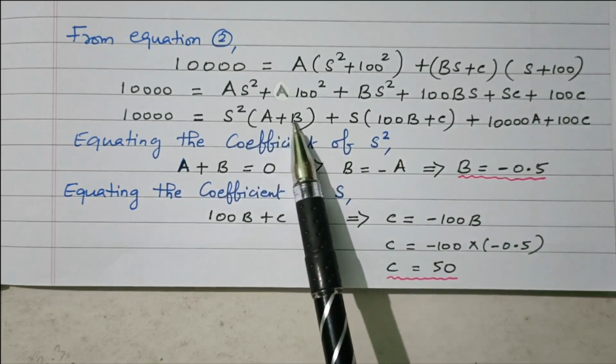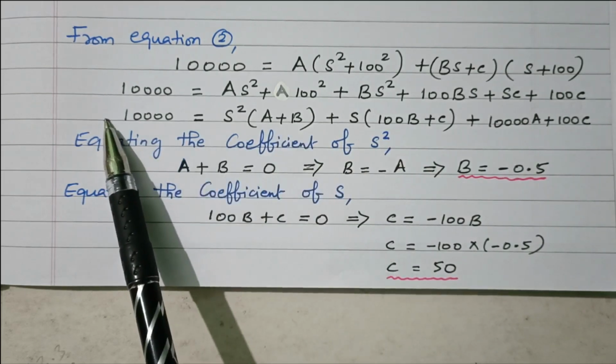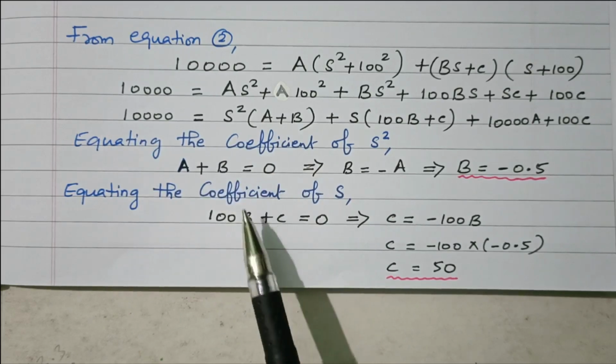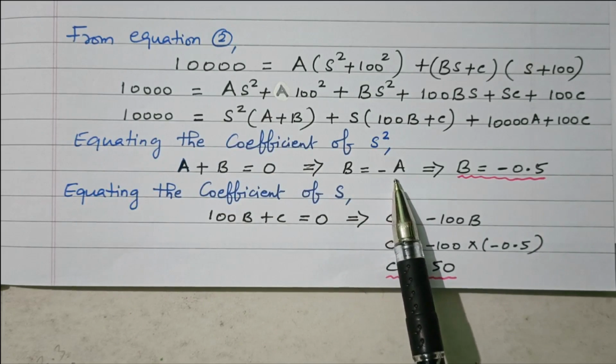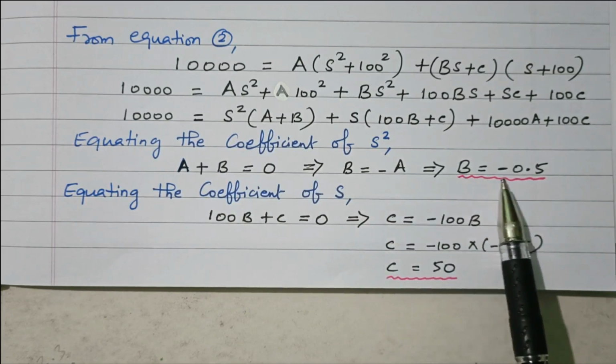Now we equate the coefficient of s². s² is A plus B. Here the s² term is not available, so A plus B is 0. So B equals minus A. A we already calculated as 0.5. So B equals minus 0.5.